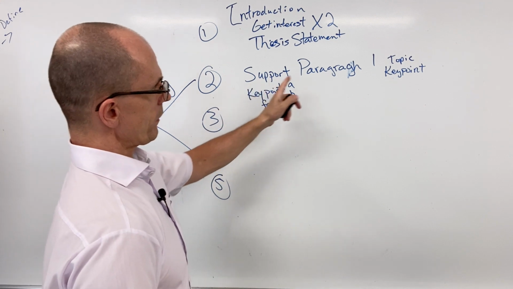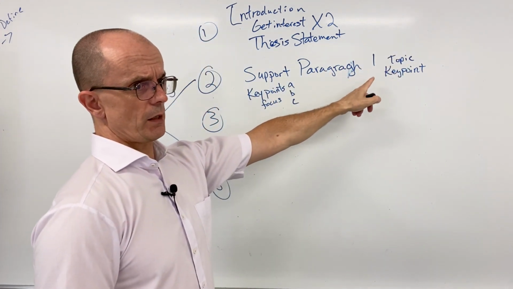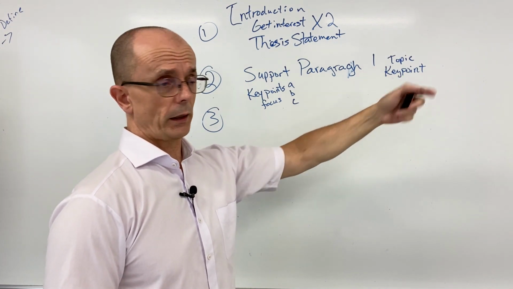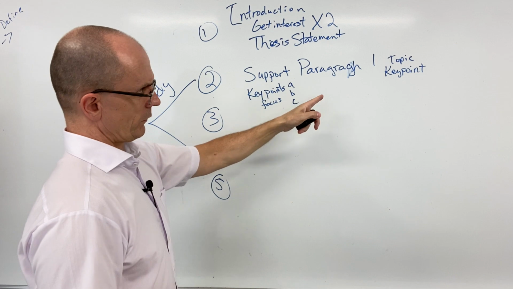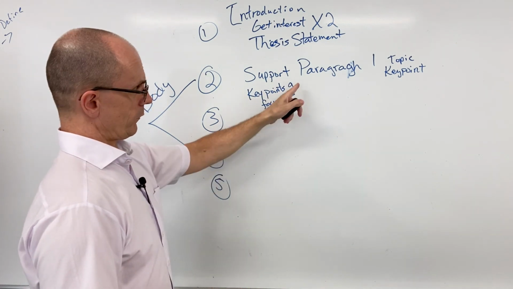Okay, so in my support paragraph, we're going to have the topic plus the focus, and that's going to be whatever that key point is, the name of that group. So that's how we create our topic sentence. And we're going to have at least 3 key points here, A, B, and C.